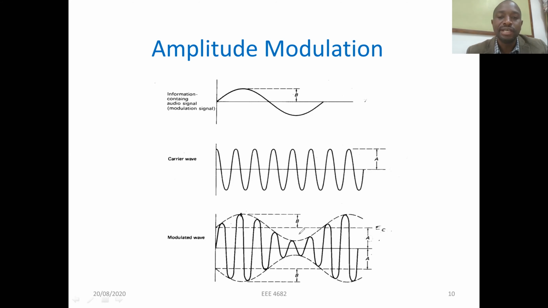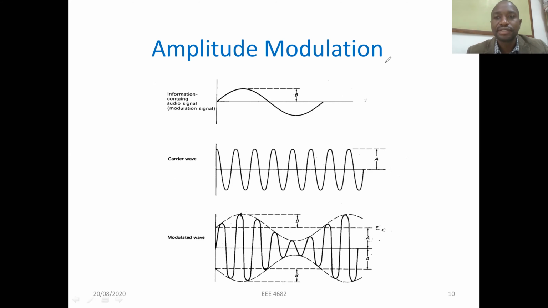One of the interesting things to notice is that this modulated output will carry the frequency of the carrier. The frequency of the carrier remains the same. However, the amplitude of the carrier will change. So in amplitude modulation, what you essentially do is vary the amplitude of the carrier while keeping the frequency constant.